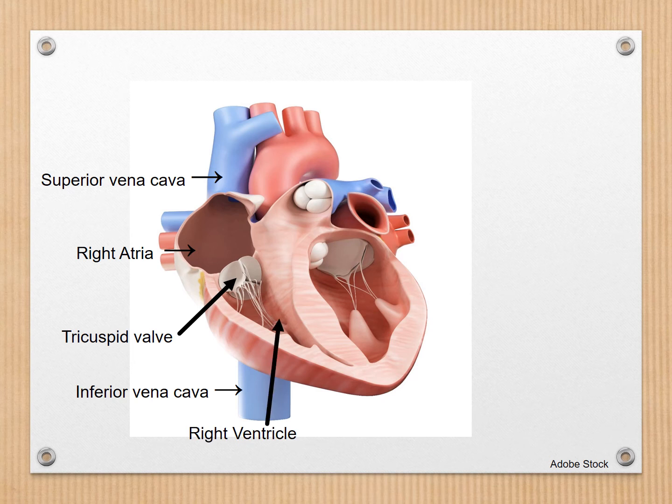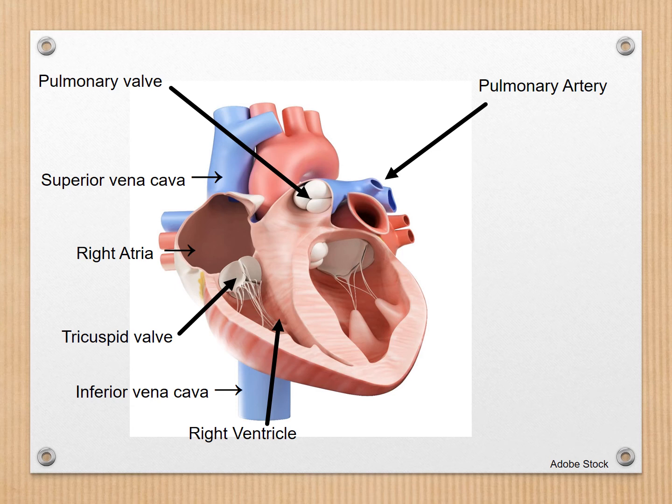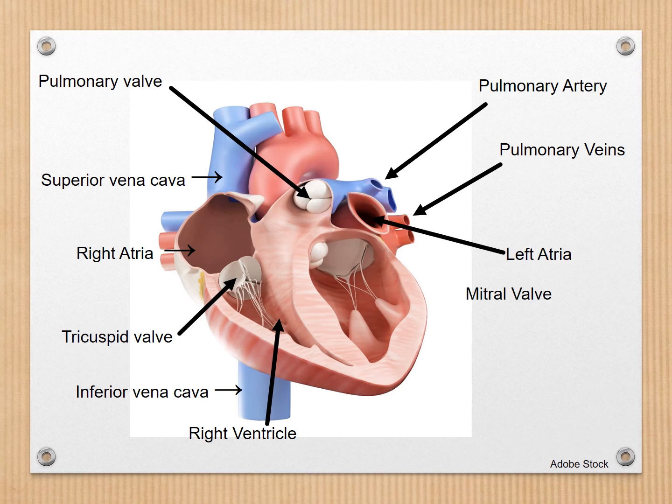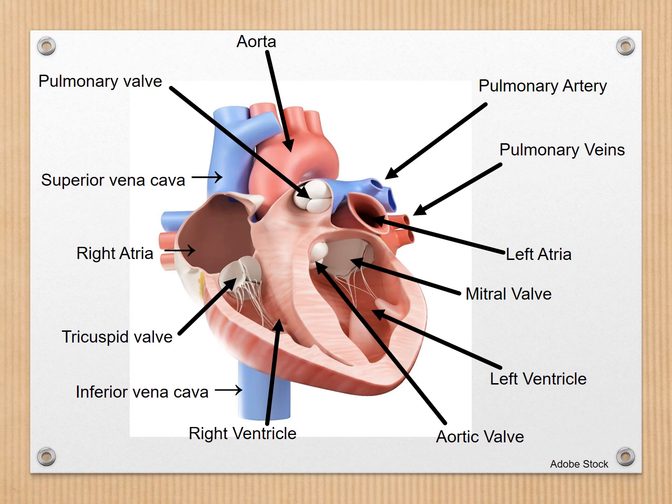From here, the right ventricle contracts and pushes the blood through the pulmonary valves into the pulmonary arteries, which transports the blood to the lungs to pick up the oxygen. This oxygenated blood enters the left side of the heart via the pulmonary veins. The blood flows into the left atria through the mitral valves and into the left ventricle. From here, the left ventricle contracts and pushes the blood through the aortic valves into the aorta, which is the main artery leaving the heart, and into the arteries to the rest of the body.